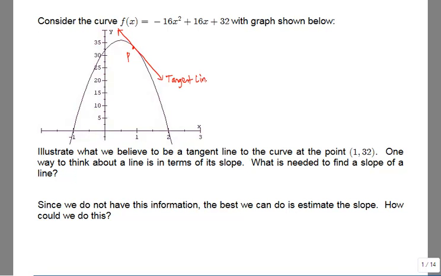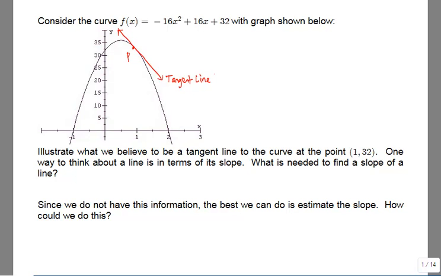Okay, so there's what we might suspect the tangent line to look like, fitting the direction of the curve and intersecting only at P. So think about, what if we wanted to come up with the equation of this tangent line? Well, if you want the equation of a line, you need to know what its slope is. And so that's what we're going to be working very hard to calculate, the slope of this tangent line.